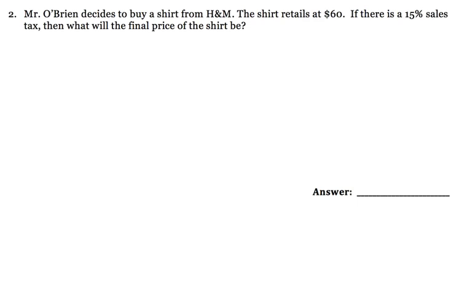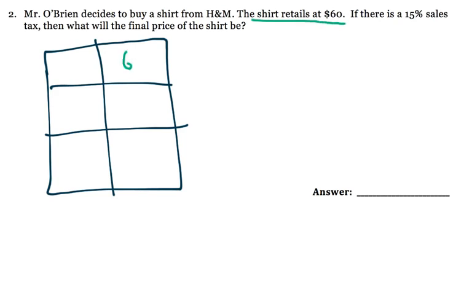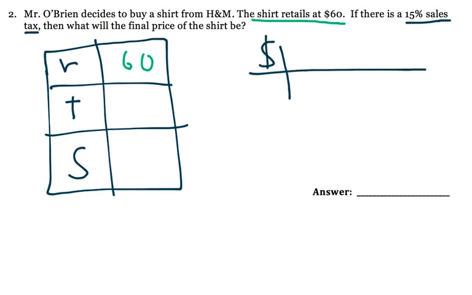So we can start off again by drawing our bill. And for the retail price, we can just read this sentence here. It says $60, so we can draw 60 here. This is the retail price, this is the tax, and this is the sales price. Next, we need to figure out what the 15% sales tax is going to be. So to do this, we can draw another ratio table. Starting off with 60 at 100%.